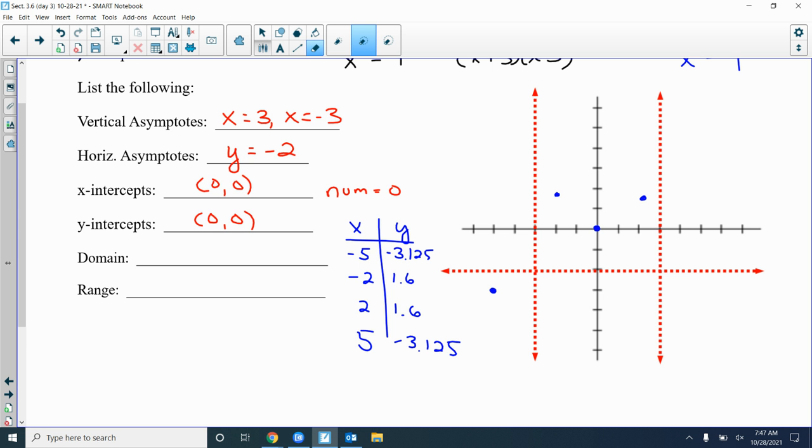All right, from that we got enough. Now, as I said, if you're really unsure, plot more points. Pick another point. See what's going on. You got to know what's happening around the vertical asymptotes. You got to know what's happening around the horizontal asymptotes.